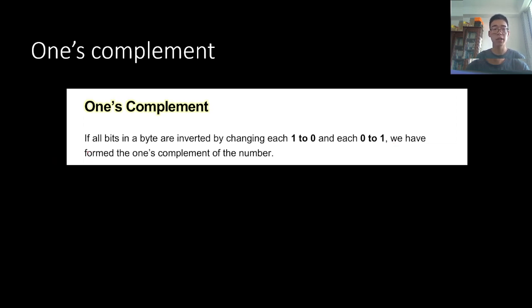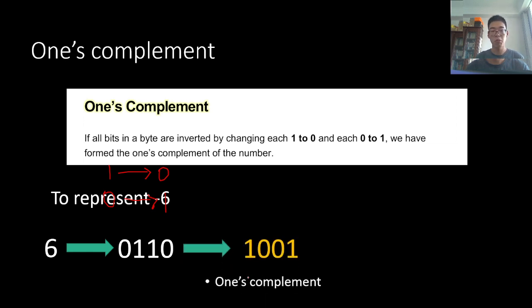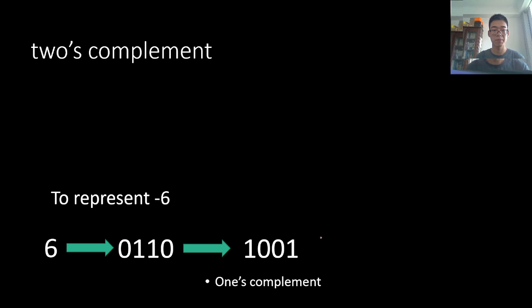In another way, if a bit is 1, we invert it to 0, and if a bit is 0, we invert it to 1. So for example, to represent minus 6, the first step is to convert 6 to binary, which is 0110, and this is positive 6. Then we get the 1's complement by inverting each bit: 0 changes to 1, 1 changes to 0, 1 changes to 0, 0 changes to 1. So here, 1001 is the 1's complement of 6.